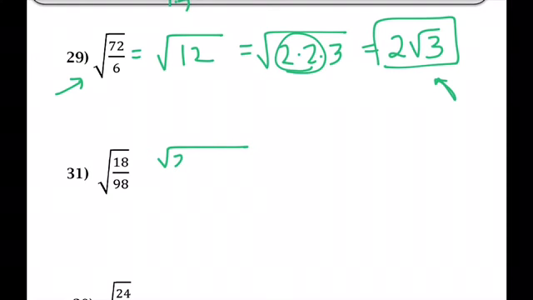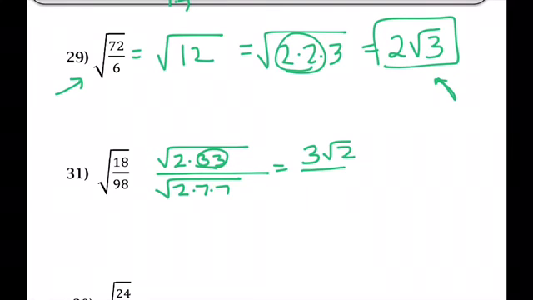So 18 is 2 times 9, and 98 is 2 times 49. And so what I have is a pair of 3's on the top, so 3 square root 2, and on the bottom I have 7 square root 2, and as we saw in one of the previous examples, square root of 2 divided by square root of 2 is 1, so I'm left with 3 over 7.